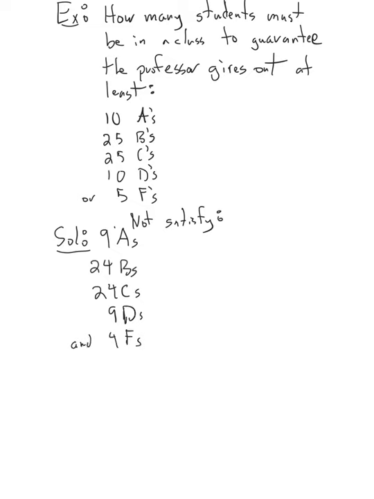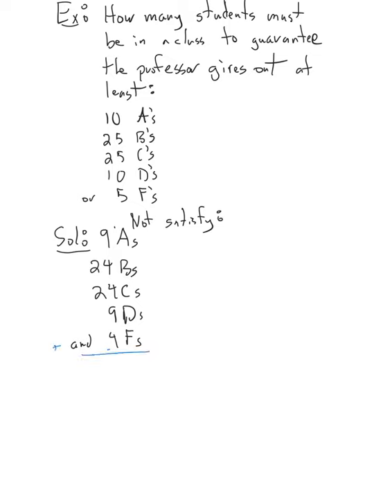To not satisfy this, remember this is saying we want greater than or equal to 10 A's or greater than or equal to 25 B's, etc. So we want to negate that, and so we want less than 10 A's and less than 25 B's and less than 25 C's, etc., using De Morgan's law. So that's what's happening here. So this is kind of the worst case scenario.